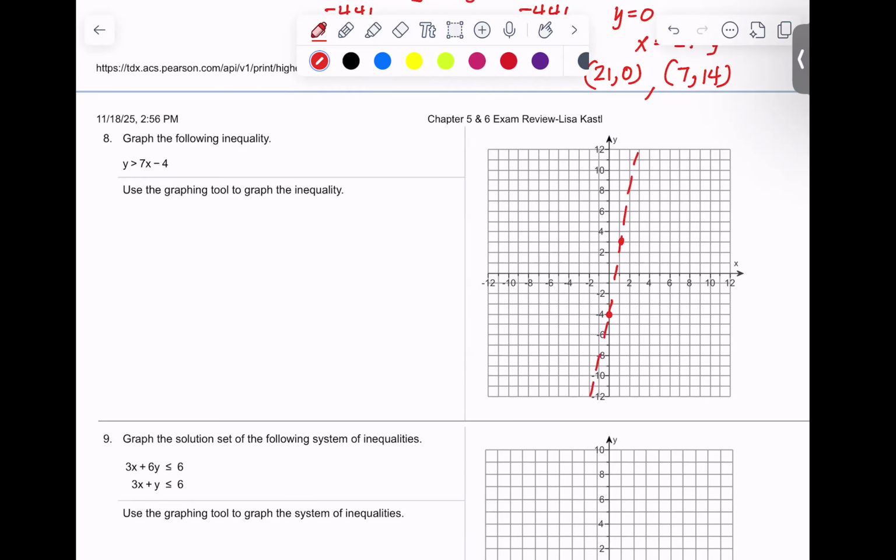And then I'm going to use a test point to determine what half plane I shade. Do I shade to the left of that line, or do I shade to the right? So I'm going to test 0, 0. It's the easiest point to test. Is 0 greater than 7 times 0 minus 4? Yes, 0 is greater than -4.